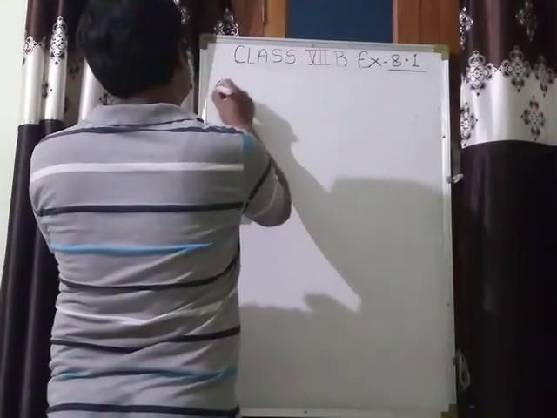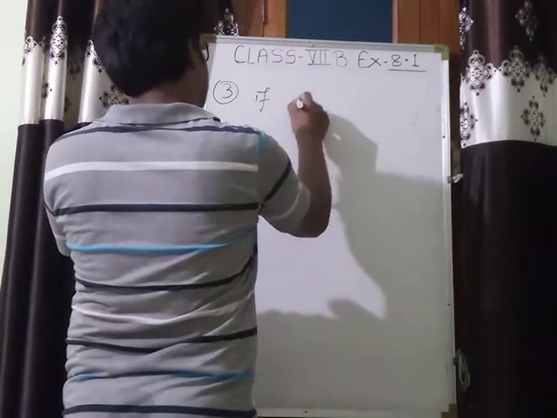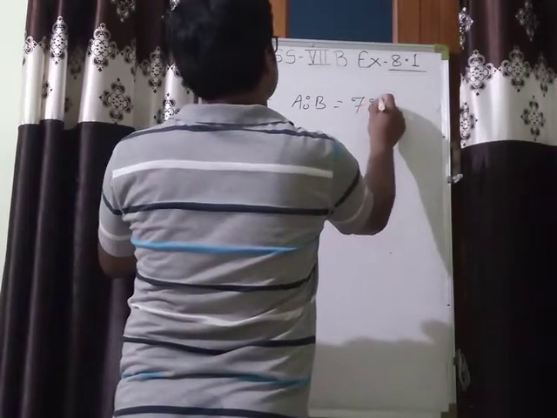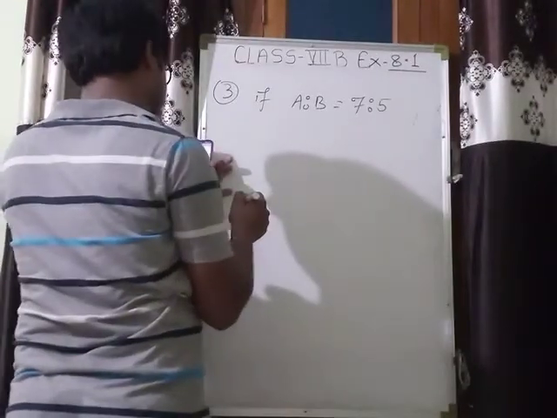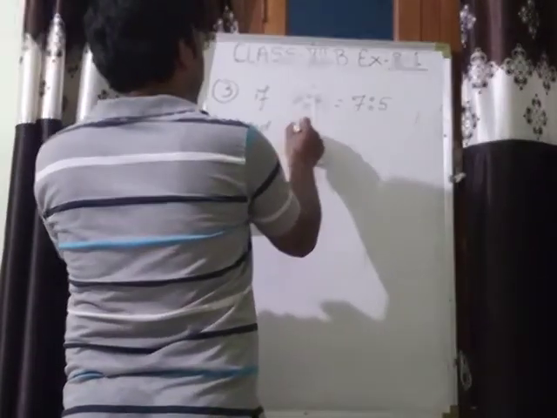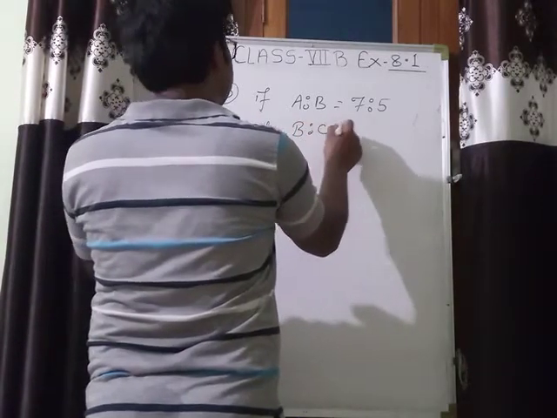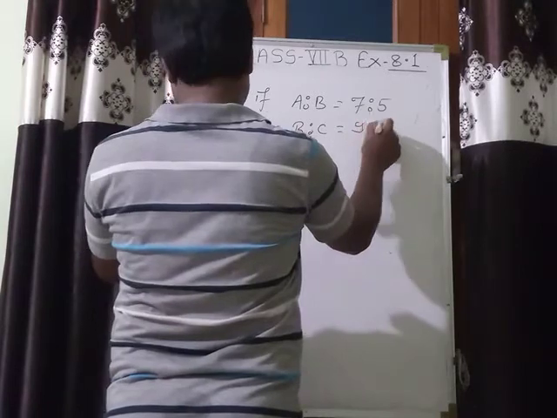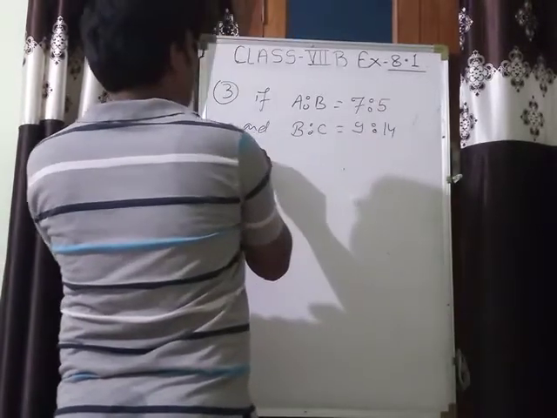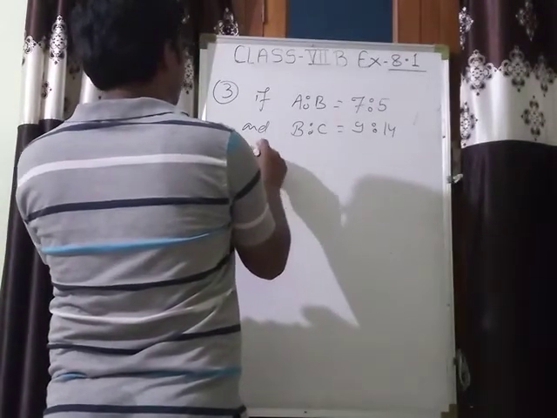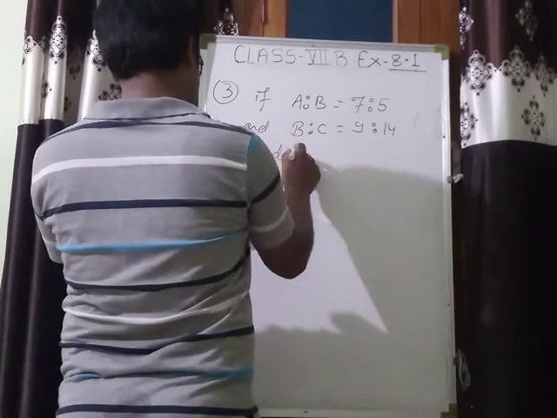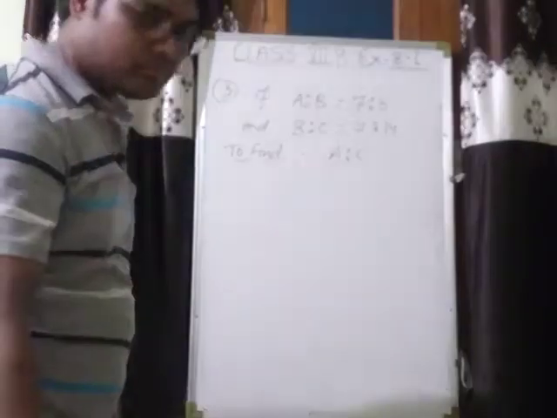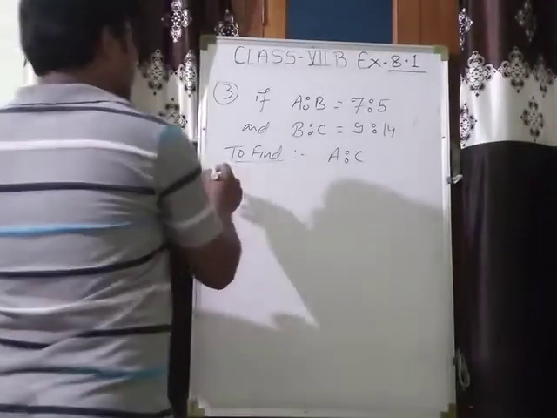Question number 3 is: if A is to B is 7:5 and B is to C is 9:14, then find A is to C. Okay, very simple. See its solution.